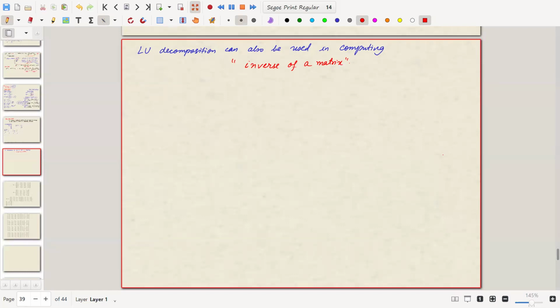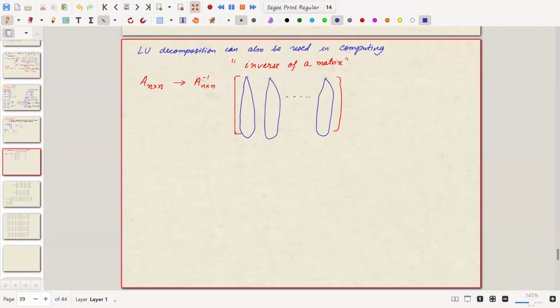How will we do that? You know that if a matrix A is of n cross n, and you compute the inverse of the matrix, the size of that inverse matrix is the same, n cross n. So you know the structure of the inverse of the matrix. That means it will have n rows and n columns. What we will do using LU decomposition is compute each column of the inverse, the first, second, and so on till the nth column.